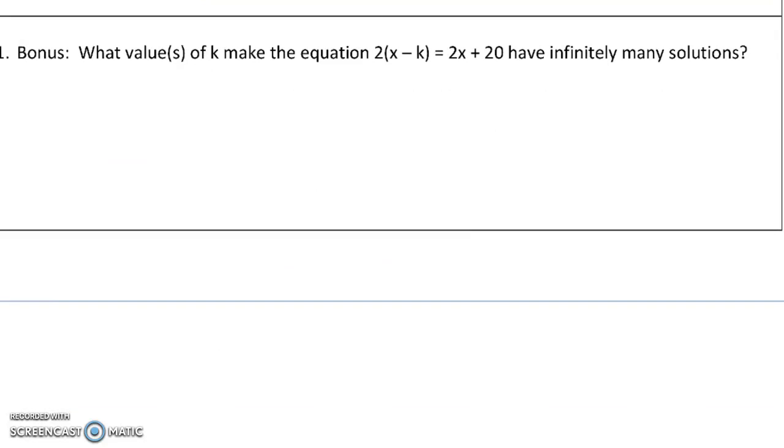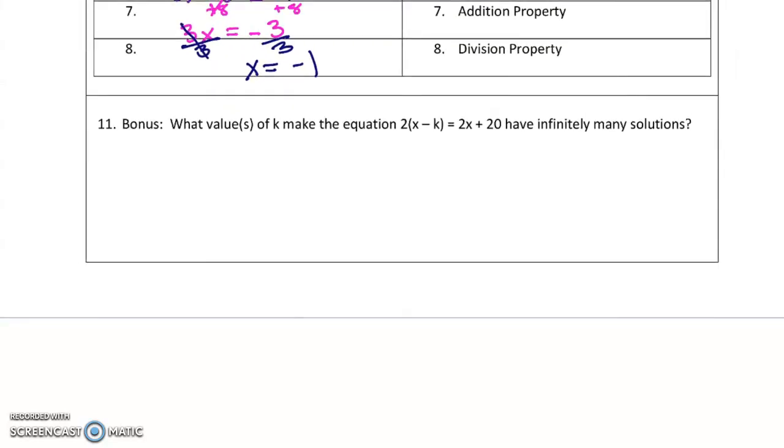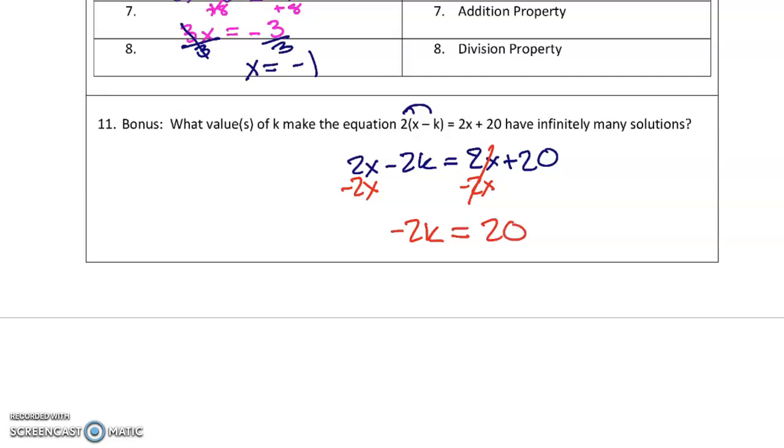I've got one last problem for you. It says what values of k make the equation have infinitely many solutions? You are going to distribute. 2x minus 2k equals 2x plus 20. I like to get my x's together. Subtract 2x, subtract 2x. I get negative 2k equals 20.